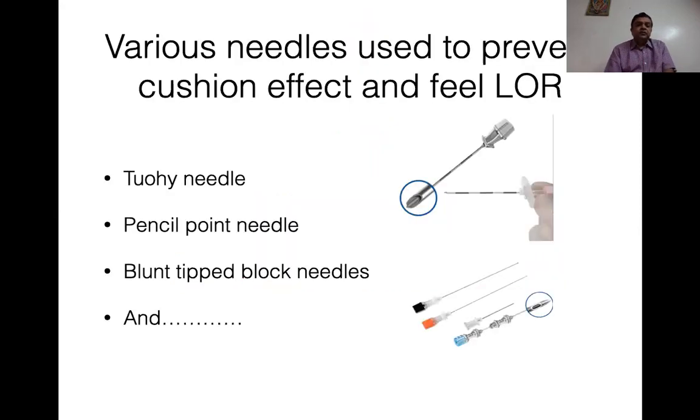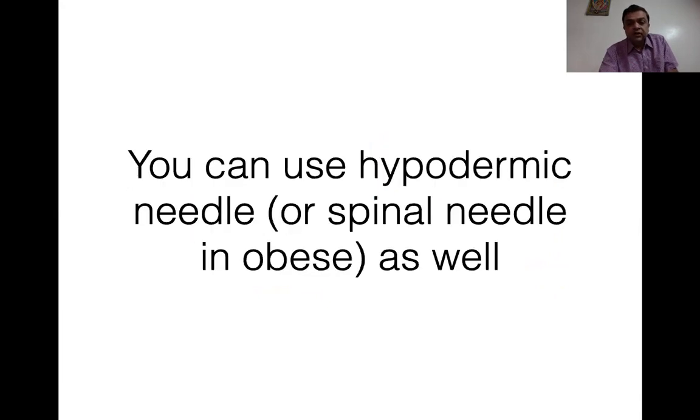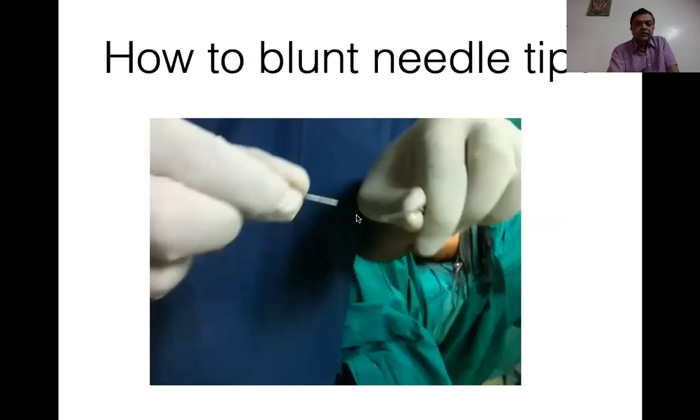Various needles can be used to prevent the cushion effect. You can use a Tuohy needle, you can use a pencil point spinal needle, you can use a blunt tip block needle also, but last but not least, you can use a hypodermic needle also. So it is a very cost-effective needle. It is just a 1 or 2 rupee needle, and in an obese patient, you can always use a spinal needle, which is also a 100 rupee needle. So how to blunt the needle tip?